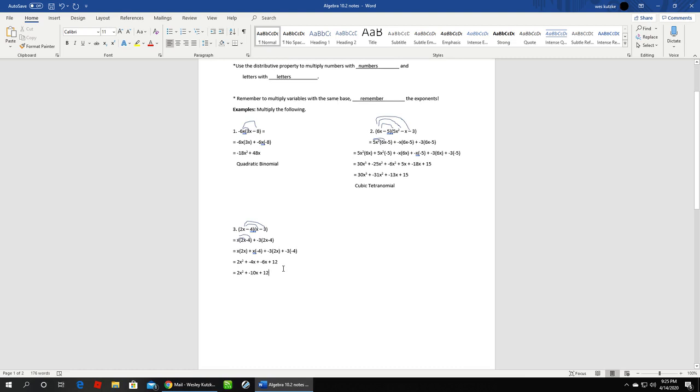And here at the end, I'll even practice the vocab one more time here. Actually, I don't know if that's a good idea. So how many terms? You got 3, so it's a trinomial. And what's the highest power? 2, so quadratic. So quadratic trinomial.